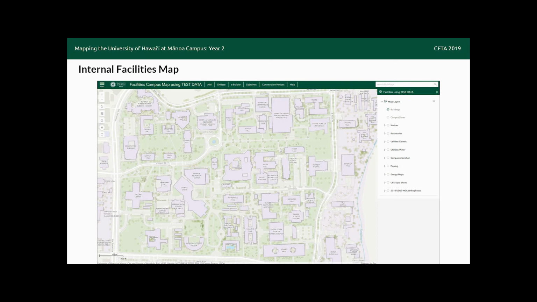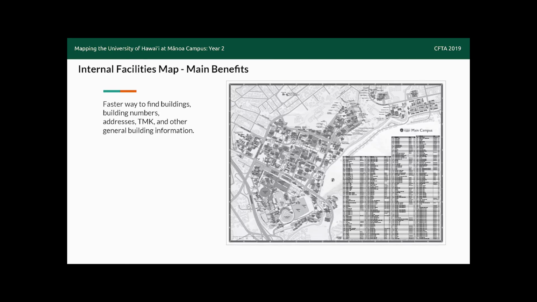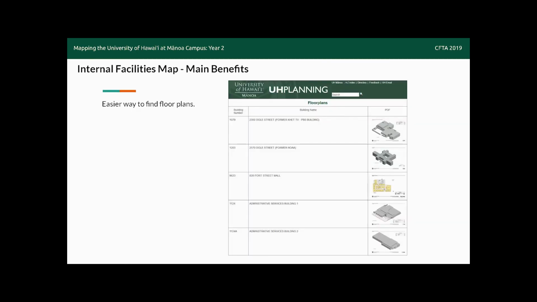So the main benefits are a faster way to find buildings, building numbers, and the TMKs. They don't have to look at this wall map anymore. They can just search by the building number or building name, or if they know where the building is, they can just click on it right away. It's an easier way to find floor plans. Right now we have our floor plans living in our planning website. They have to do Control F to find the building name or scroll all the way down. So at least now they just go to that specific polygon.